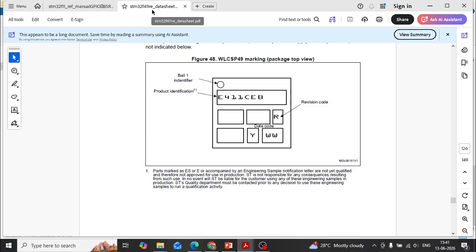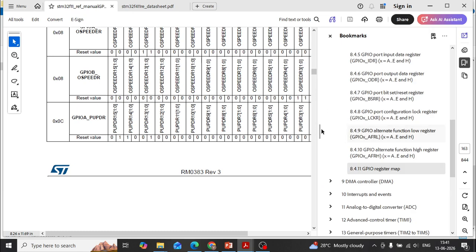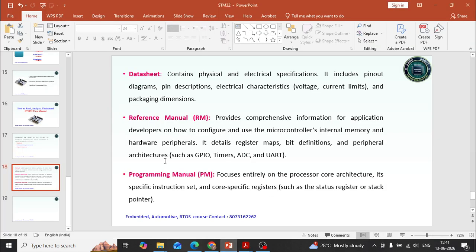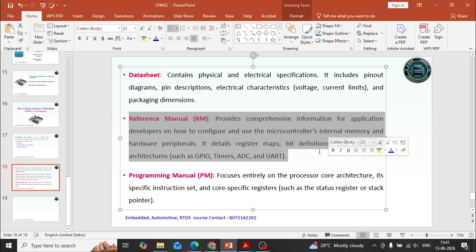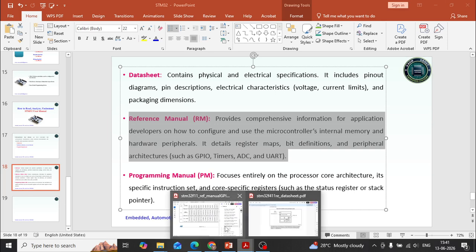But on the other hand, the reference manual or user manual will talk in detailed explanation about each peripheral. Right, that's what I kept it, right? So what do you mean by reference manual? The reference manual will explain detailed, comprehensive information about the microcontroller, its design, its registers and its memory architecture, and so on. Right, so now I'll go to the reference manual.